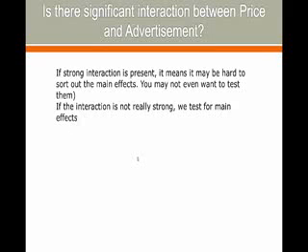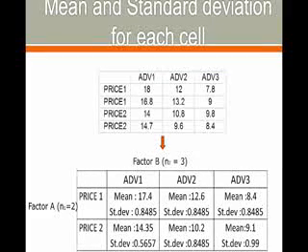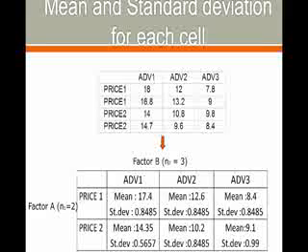The first question we ask is: is there significant interaction between price and advertising? If there is a strong interaction, it might be hard to sort out the effect of each factor. But if there is no interaction or it's not really strong, we test for main effect. Let us prepare the data to be ready for the analysis. Many of the calculations can be done manually, but we will also see how to do it with SAS.